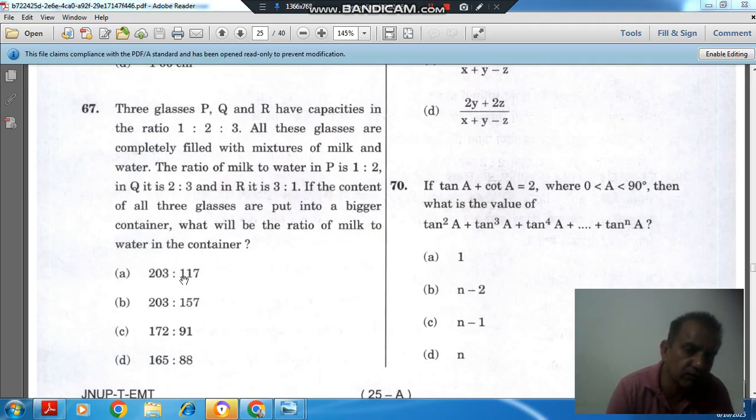Option A 203 : 117, option B 203 : 157, option C 172 : 91, and option D 165 : 88.